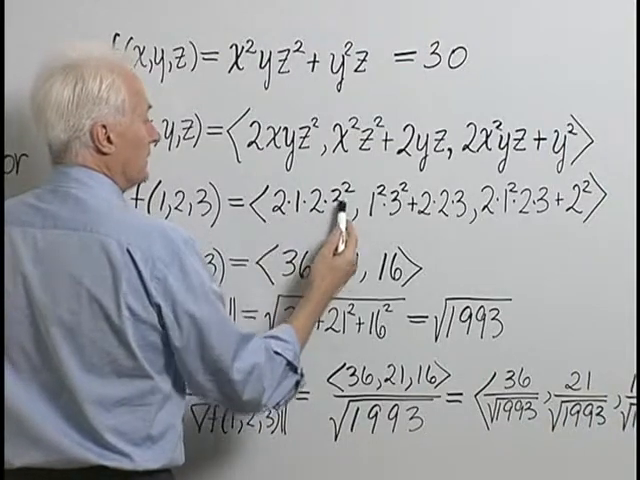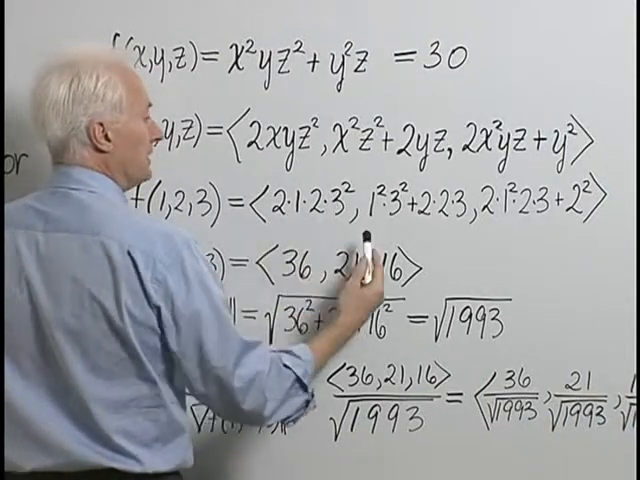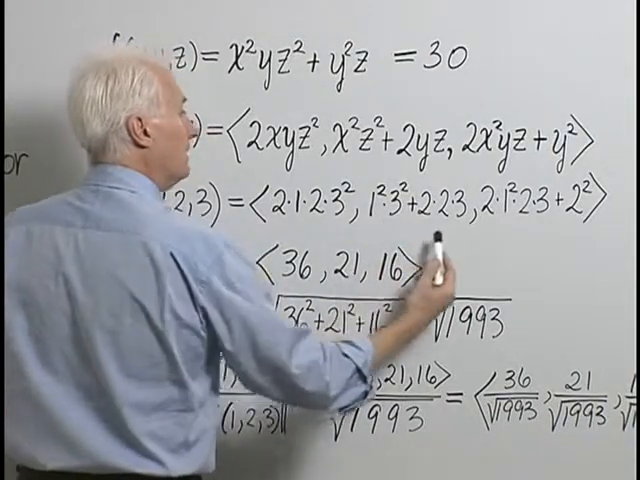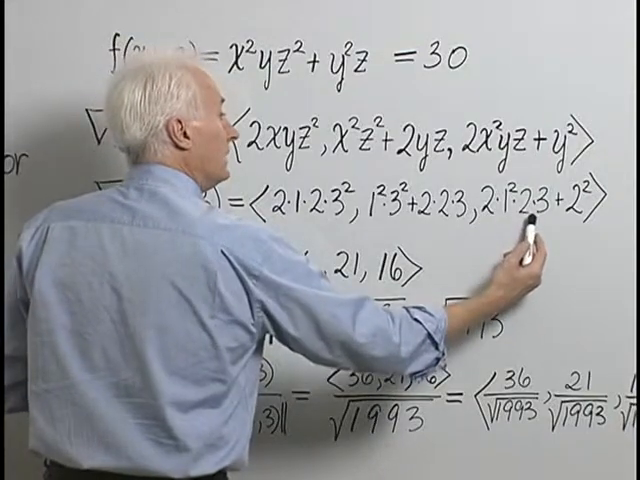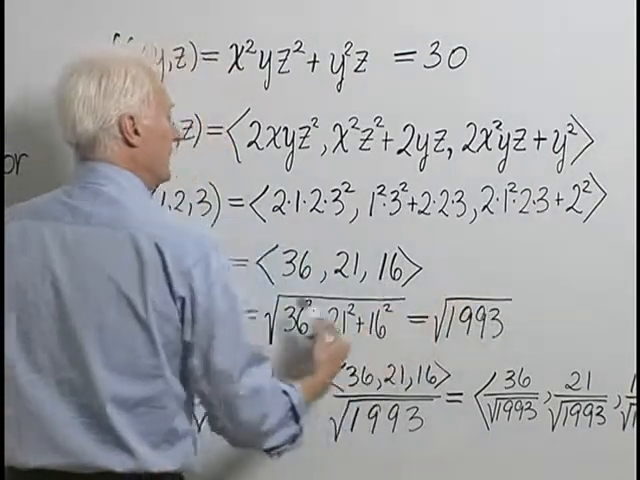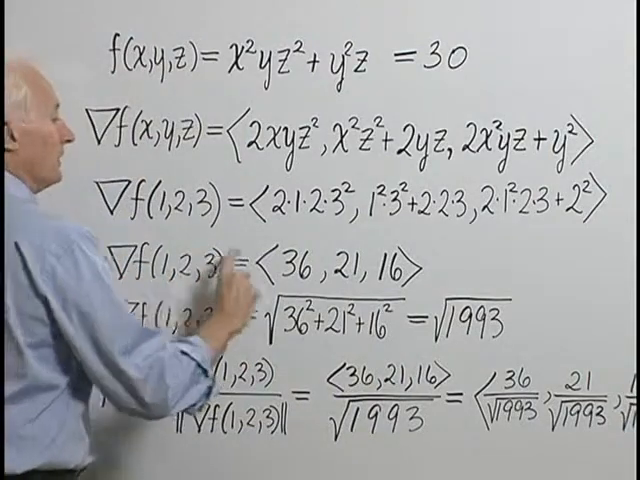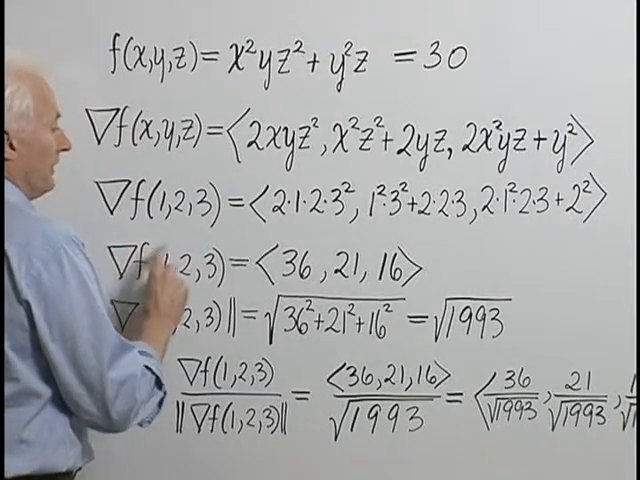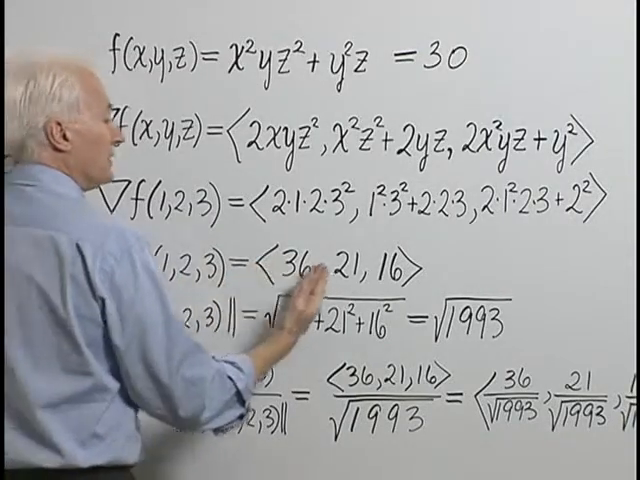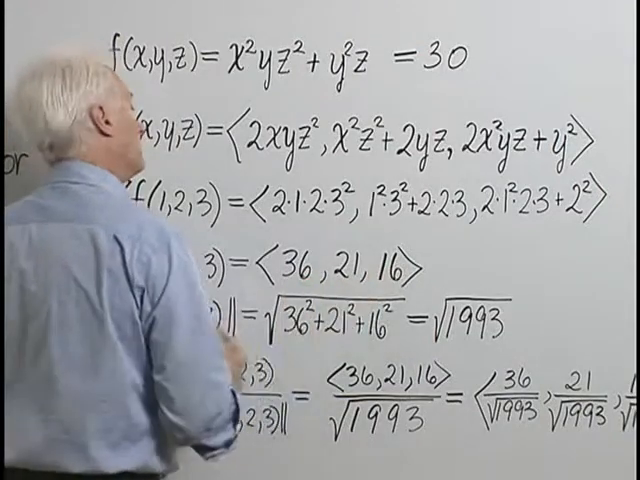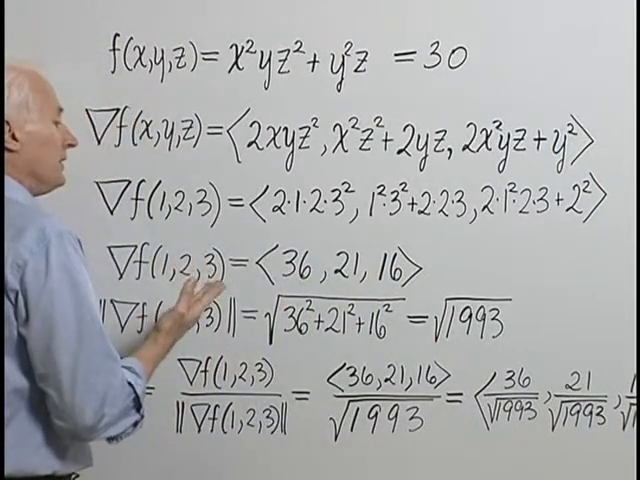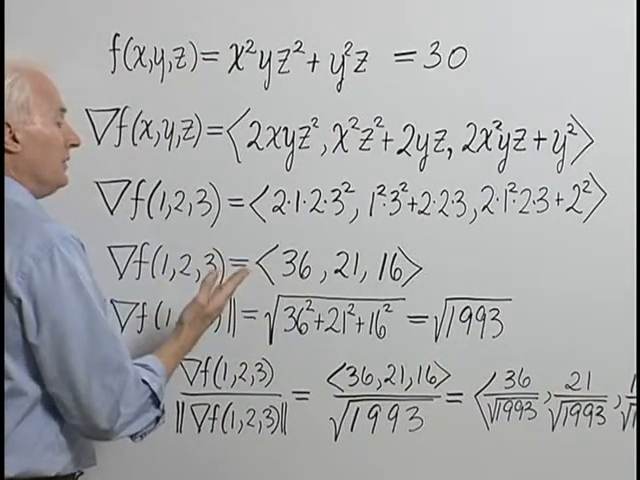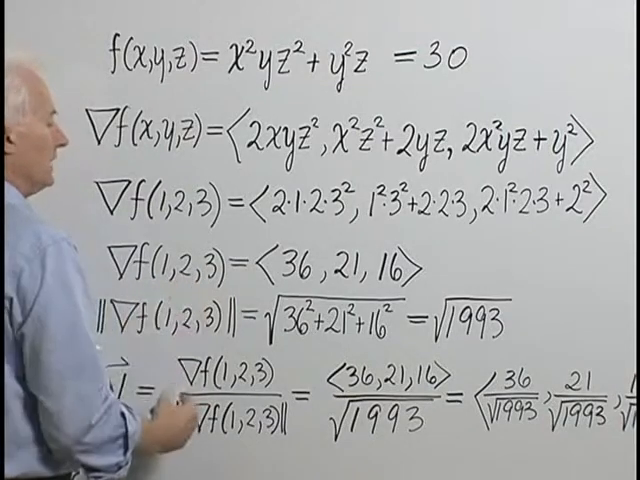For instance, 4 times 3 squared, that's 4 times 9, or 36. Here we would have 9 plus 12 is 21. And then in the last term, we'll have 12 plus 4 is 16. So there are the components of our gradient. Now notice that the gradient vector itself, when we've evaluated it, is just an ordinary vector with numerical components. What we know at this point is that that vector is a normal vector to the surface at this point, (1, 2, 3).